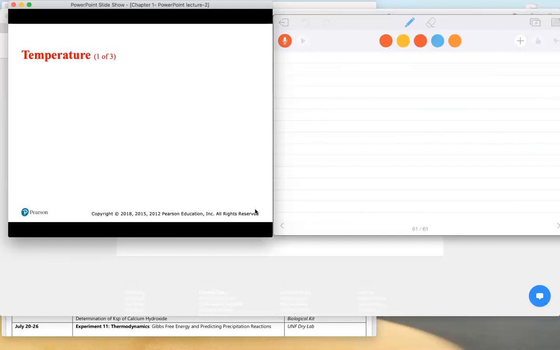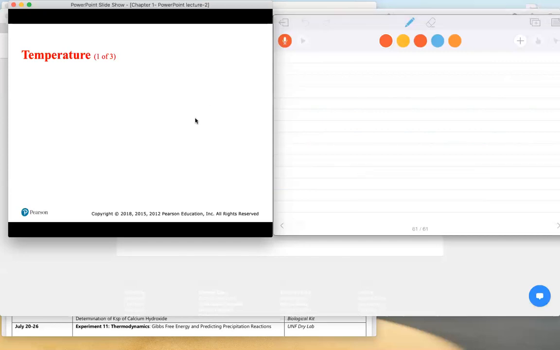What is temperature compared to heat? Temperature is simply defined as the average kinetic energy of particles of an object. It's a measure of the average kinetic energy of particles of matter, whereas heat indicates only the heat transfer from a hot to a cold object.